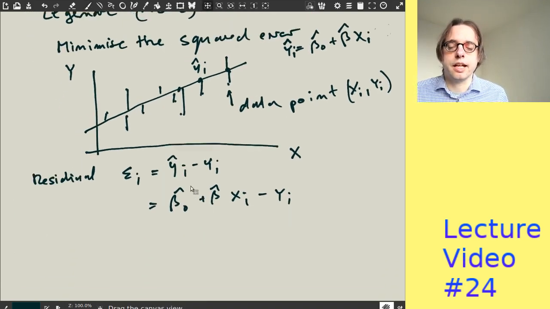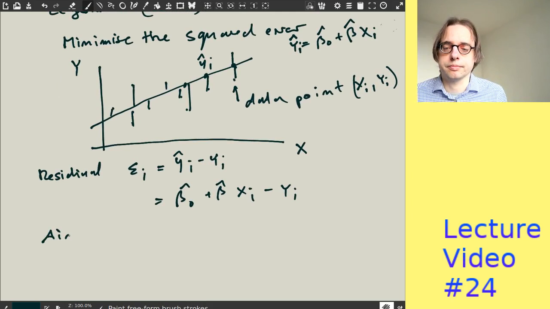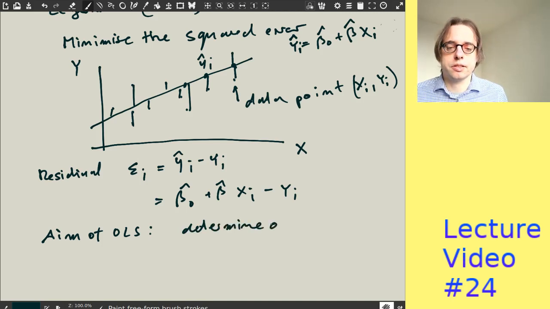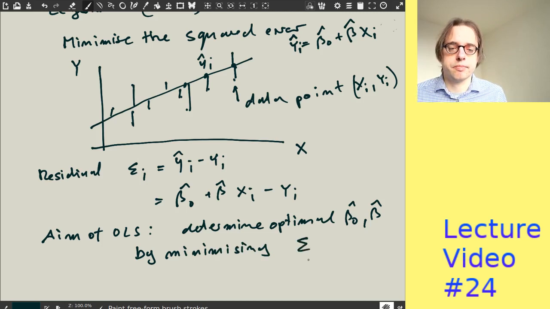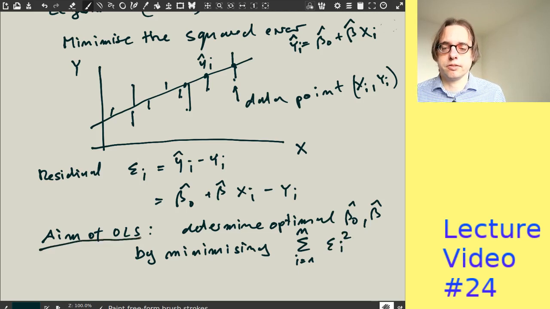And the aim in ordinary least squares is we determine optimal beta naught hat and beta hat by minimizing the sum of squares, namely the sum i goes from 1 to n of epsilon_i squared. So that's what OLS is doing.